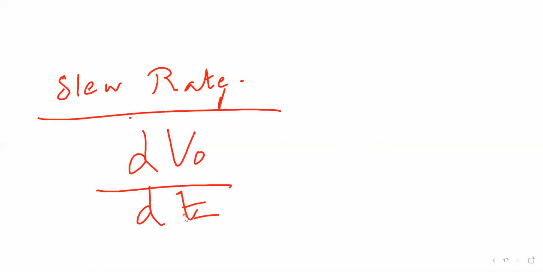So what is slew rate? It is defined as the rate of change of output voltage with respect to time, or per unit time. Easy or difficult? Easy, sir. Excellent. So this definition, can you write on your own? Difficult or easy to remember? Easy, sir. Very good.